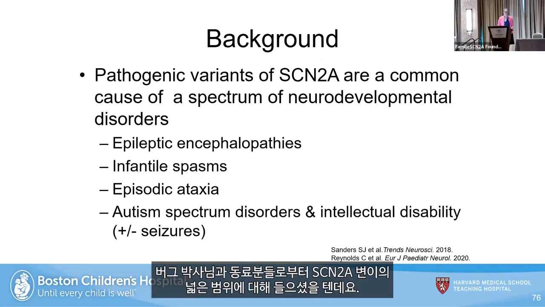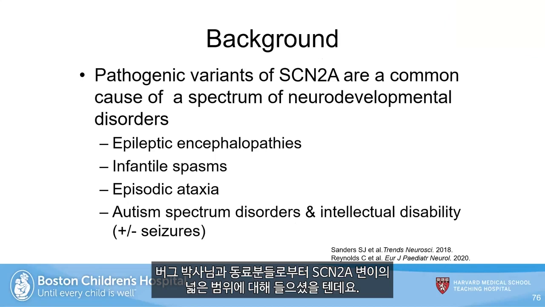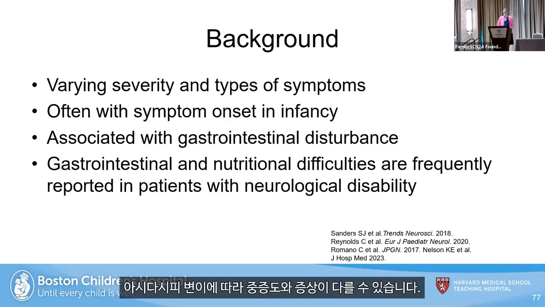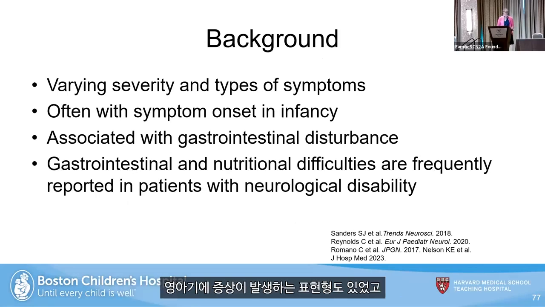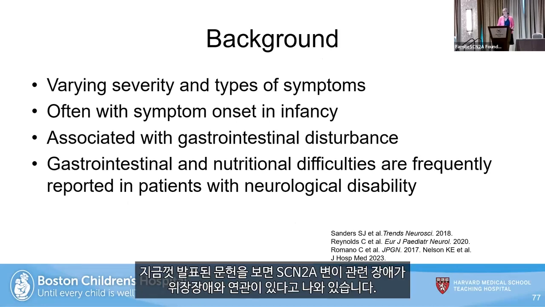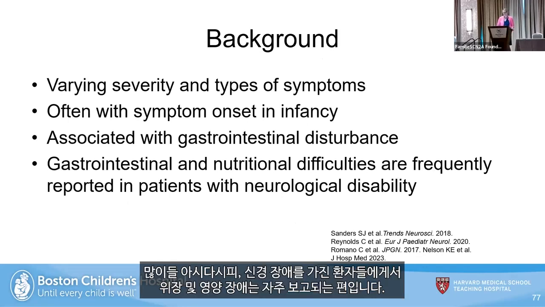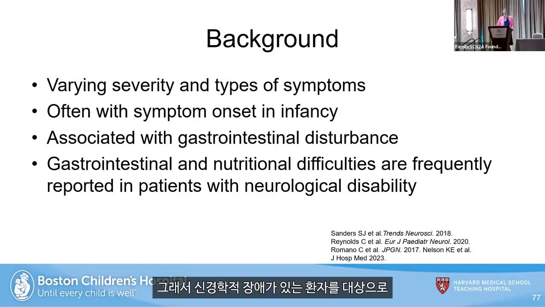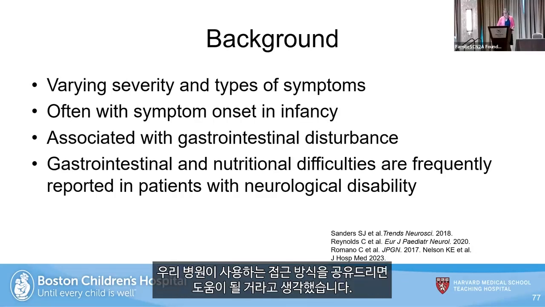So you already heard from Dr. Berg and many of her colleagues a little bit about all the various spectrum of SCN2A variants. But as you know, they can vary in severity and the type of symptoms. And again, there can be a subset with a symptom onset in infancy. And when you initially look at what's published right now, they just talk a lot about associative gastrointestinal disturbance. But as many of you know, gastrointestinal and nutritional difficulties are frequently reported in patients with neurologic disability. So again, I thought it would be helpful to review our approach that we use in our clinic for patients presenting with neurologic disability.